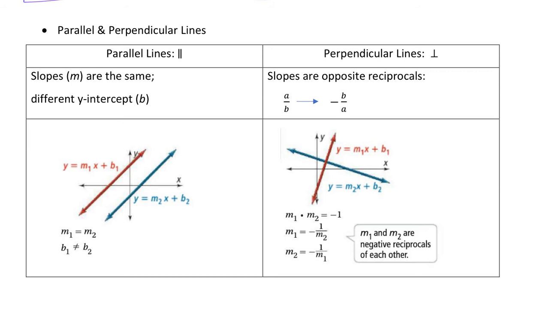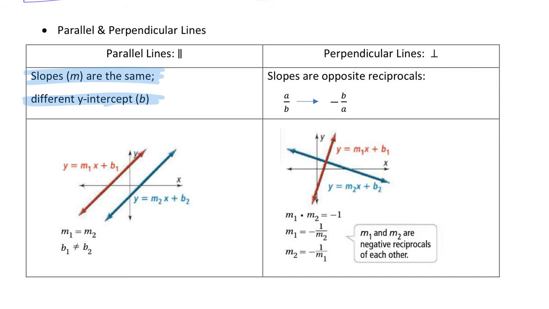So your slopes are going to be the same when your lines are parallel, okay? Slopes are the same, but they have to have a different y-intercept. Why do they have to have a different y-intercept? What if they had the same y-intercept and the same slope? They're the same line, right? So they have to have a different y-intercept, but the same slope, okay?